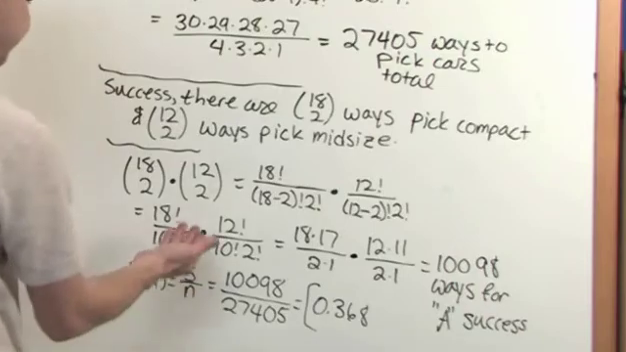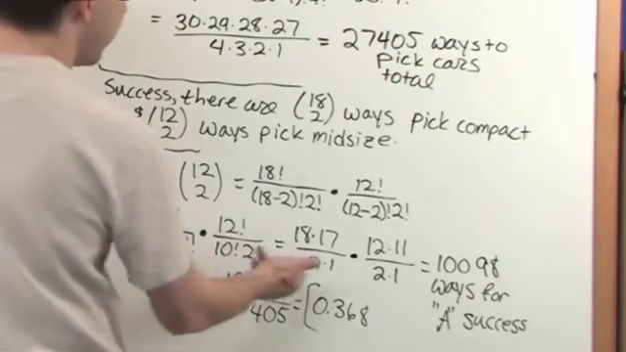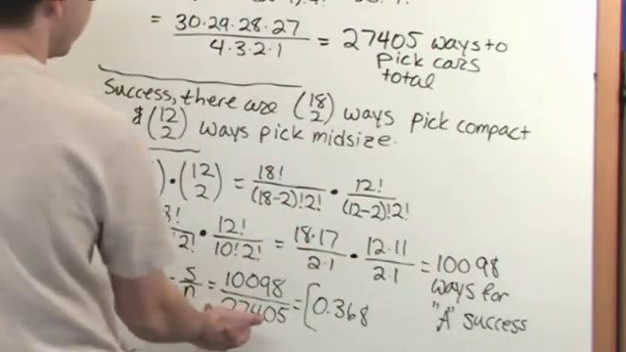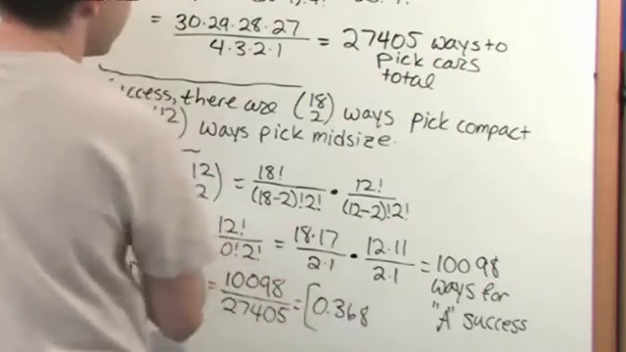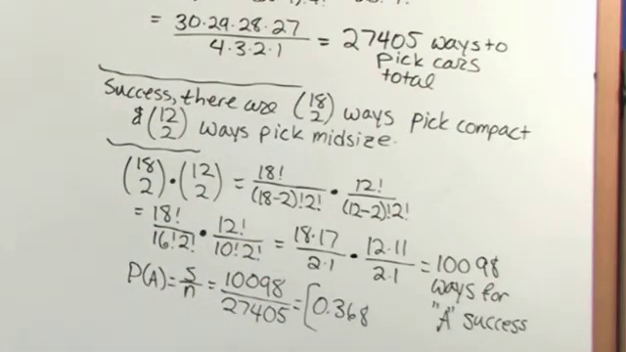And then finally, the probability is the number of ways my success can happen divided by the total number of ways I can pick all these cars, giving me a probability of 0.368.